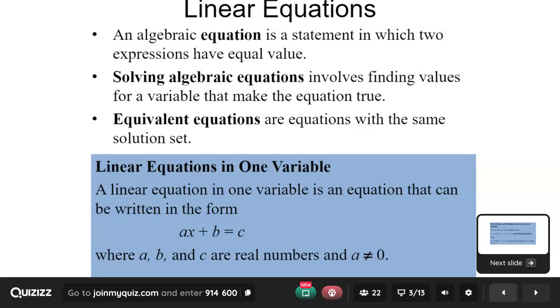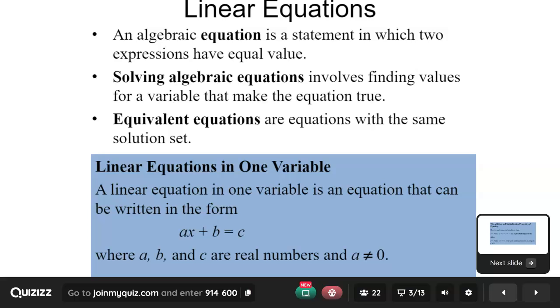We have this generic form of linear equations in one variable, x being that variable, but it could be anything. It could be z, it could be y, p, q, k. A variable. And then we have a coefficient and then constants. Constant on one side, constant on the other. The only rules for the coefficient and constants is they have to be real. And a cannot be 0.